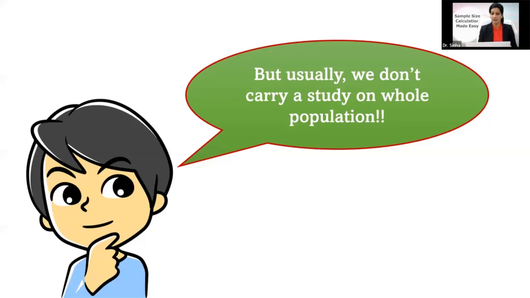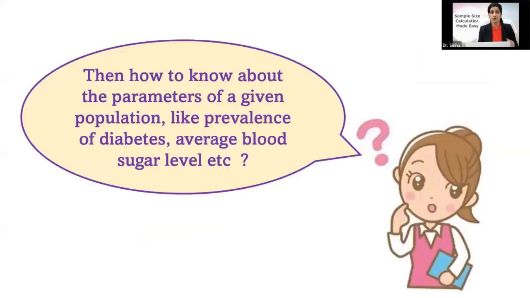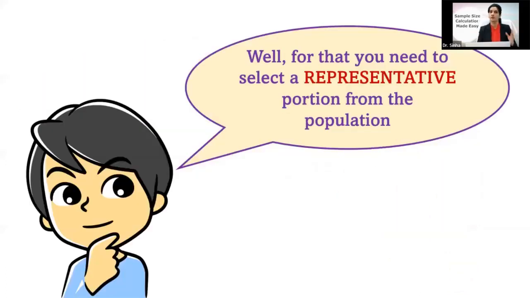That's why you take a sample. So then how to know about the parameter? That's what we discussed in the beginning, that is why we are doing research. We are doing research because we want to project, or estimate, the population parameter. So the prevalence of diabetes, blood sugar, how are we going to know about that? That's why you need to select a sample which is representative of the population.